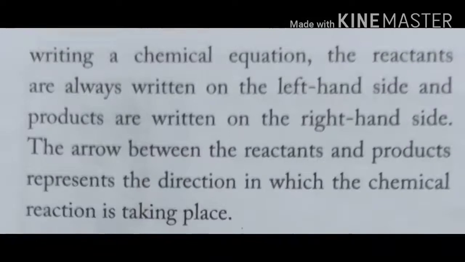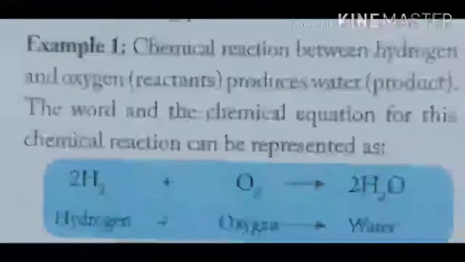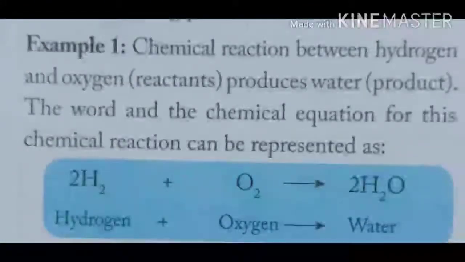Now, examples of some chemical reactions. Example one, the chemical reaction between hydrogen and oxygen to produce water. Hydrogen and oxygen are the reactants and the product is water. We can write it as 2H2 plus O2, that means hydrogen plus oxygen, gives 2H2O, that means 2 water molecules.